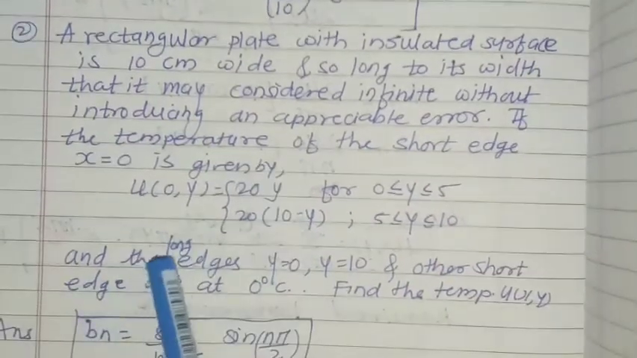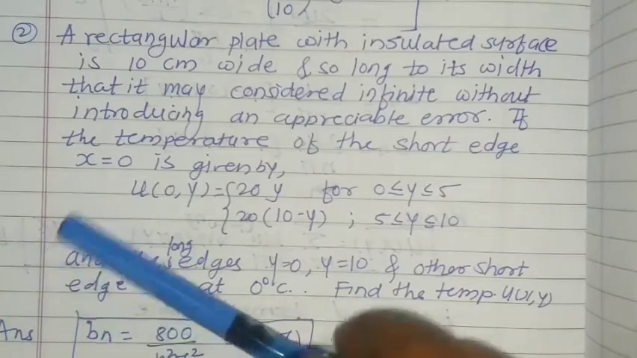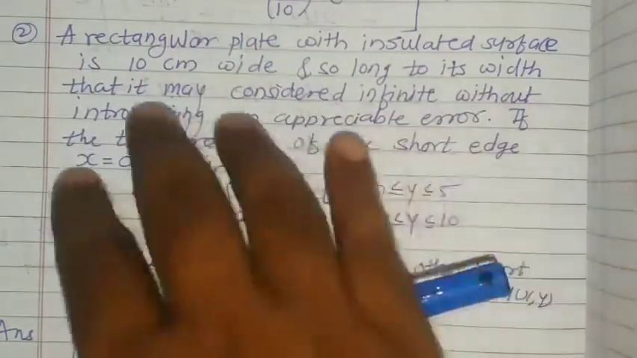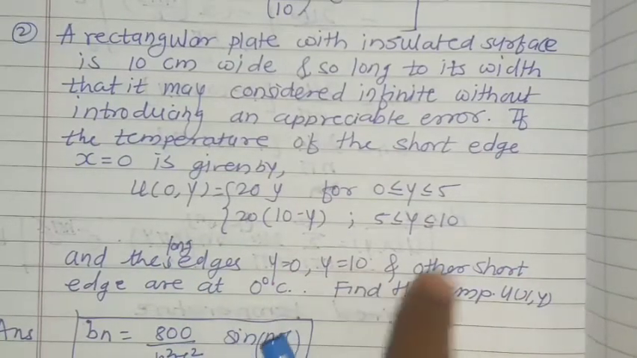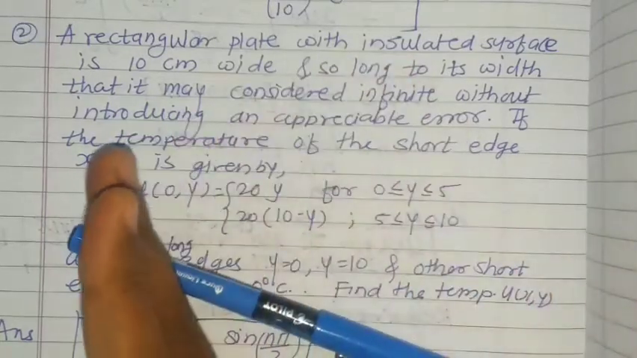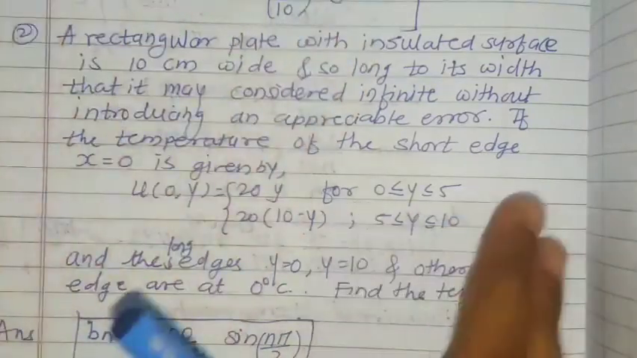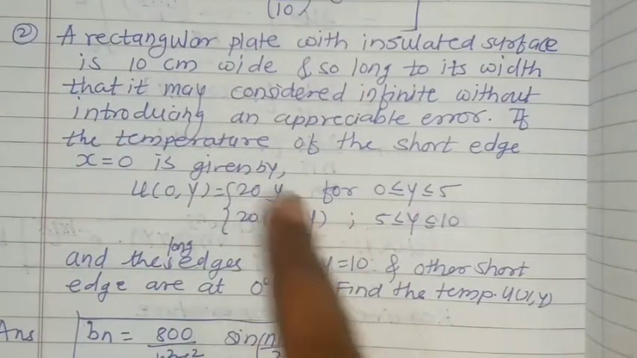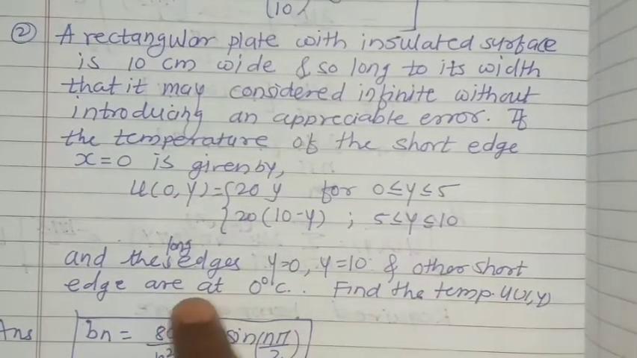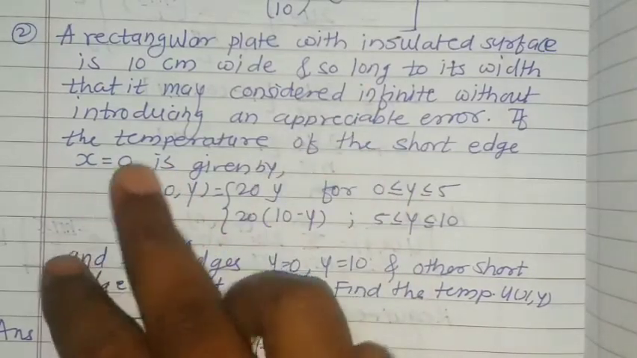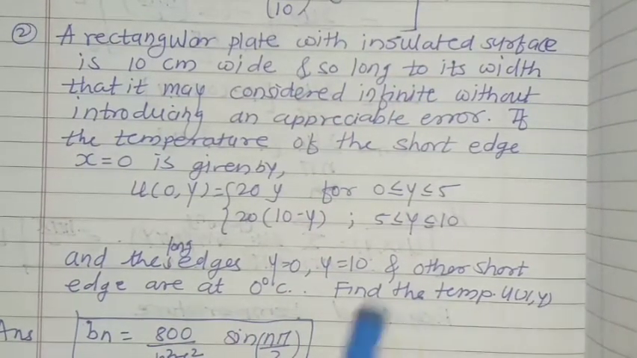And the long edges are y equal to 0 and y equal to 10. Long edges means you are having a horizontal plate here, so the long edges will be the values of y. Y is minimum 0 and maximum 10. And the other short edges will be the edges of x. Means x equal to 0 will be one short edge, and x equal to infinity will be the other short edge. At x equal to 0 the temperature is this, and at infinity the temperature is 0. Find the temperature u of x comma y.